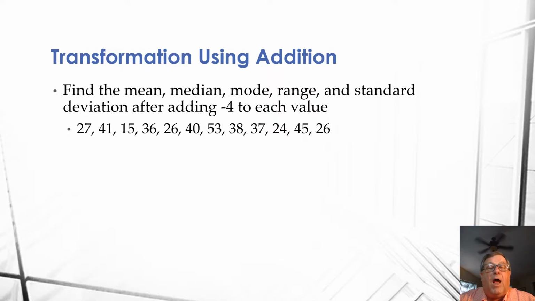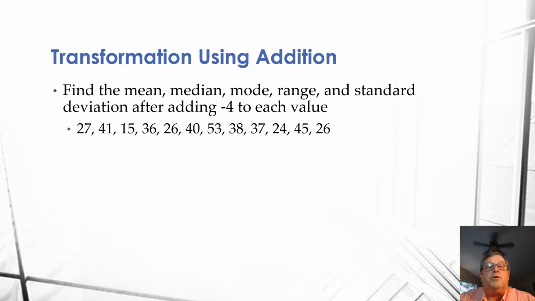Now, we don't have a lot of data in this data set. There's only 12 pieces of data, and you could just start subtracting 4 from each one, but I'm going to show you how to do it a little bit simpler on a calculator, where I can subtract 4 from each piece of data all at one time, as well as looking at the mean, median, mode, range, and standard deviation after this transformation.